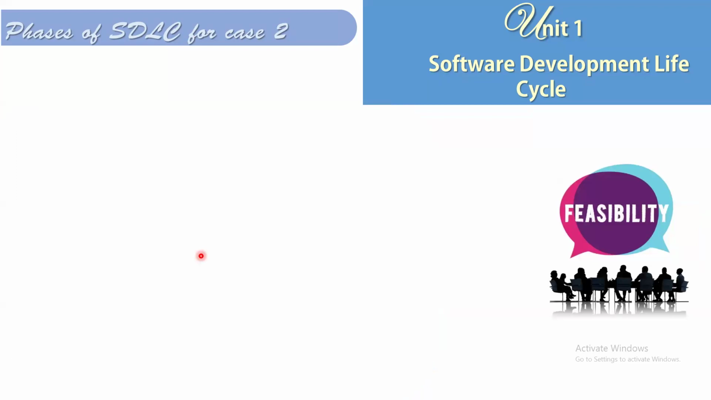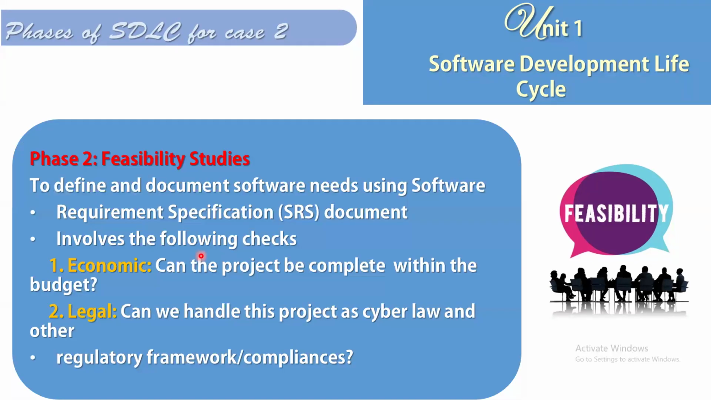So let's quickly go to the next slide, talking about feasibility study. This project, is it not going to be a white elephant project? Can we achieve it? So during feasibility study, you define and document software need using software requirement specification documents. Software requirement must have been developed in the first phase, okay? Now, with that document, you want to establish the feasibility of this project.